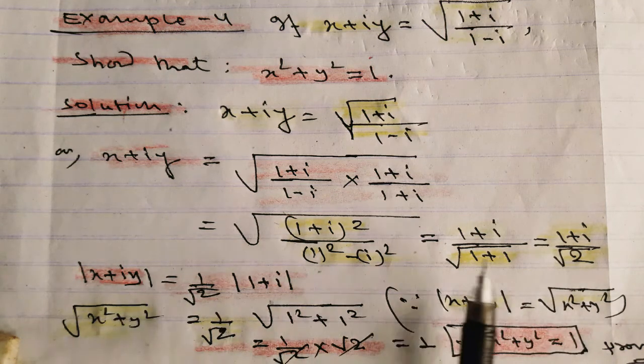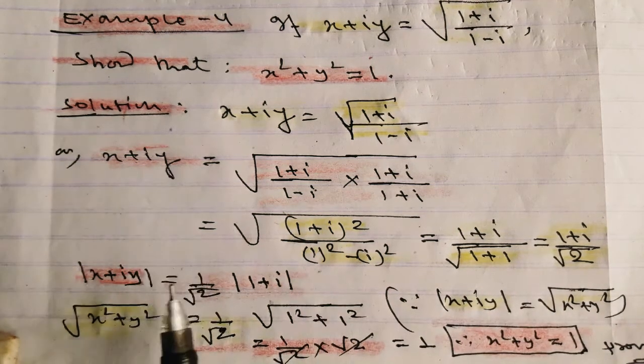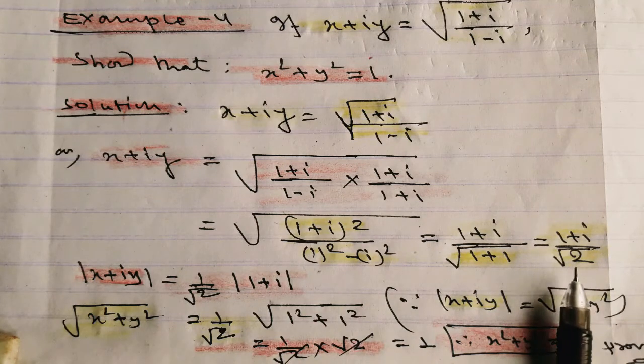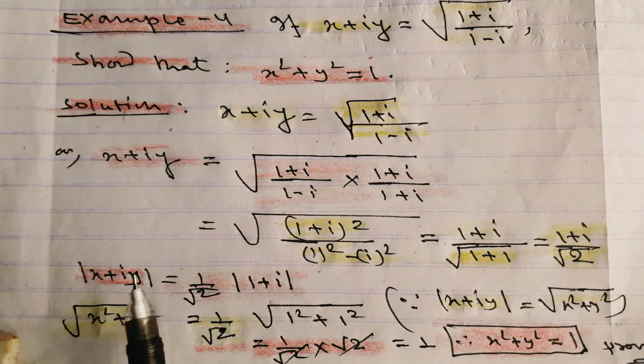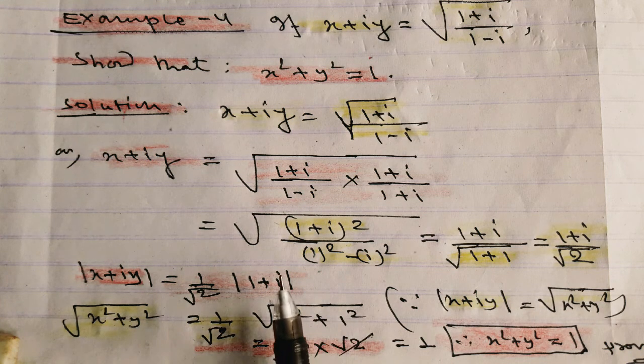Now we'll take modulus on both sides. Modulus of x plus iy is equal to modulus of (1 plus i) by root 2. We get 1 by root 2 because modulus of root 2 is root 2. Then modulus of 1 plus i. Now according to the formula of modulus of any complex number, modulus of x plus iy is root of x square plus y square. Modulus of 1 plus i: that means 1 square plus 1 square. The coefficient of i is 1. 1 square plus 1 square, we get root 2, 1 plus 1 is 2. Root 2 by root 2 will cancel, then we get 1.